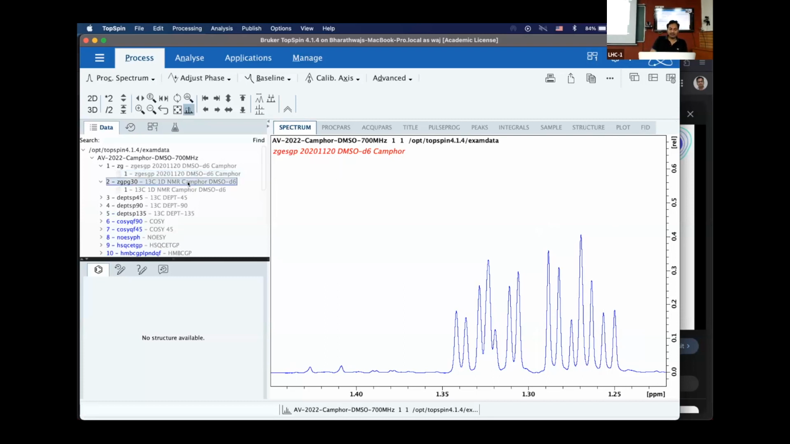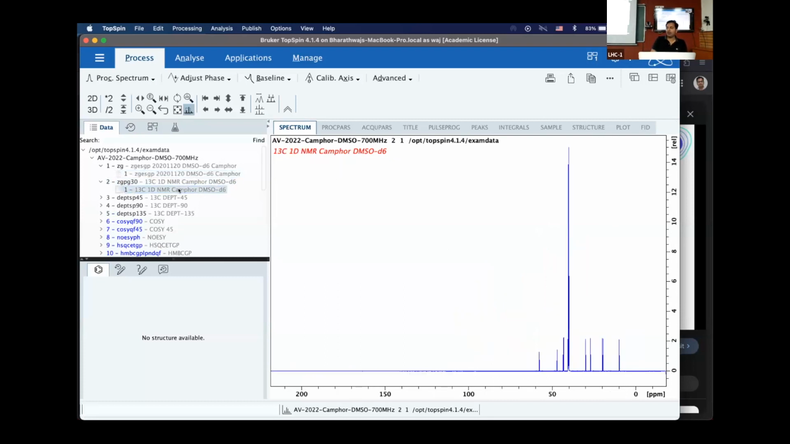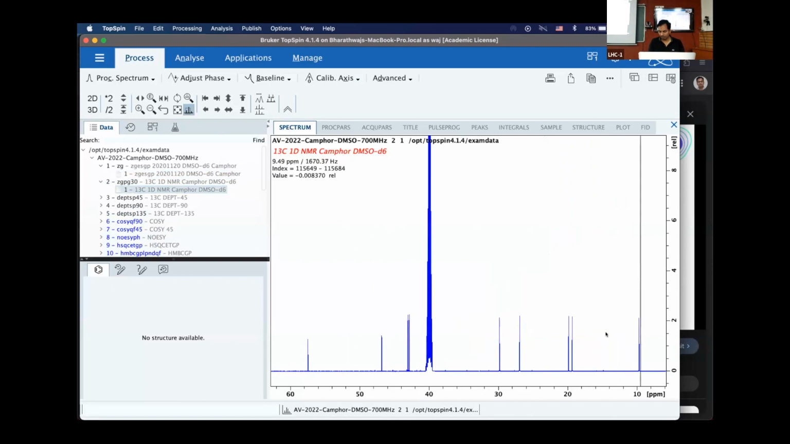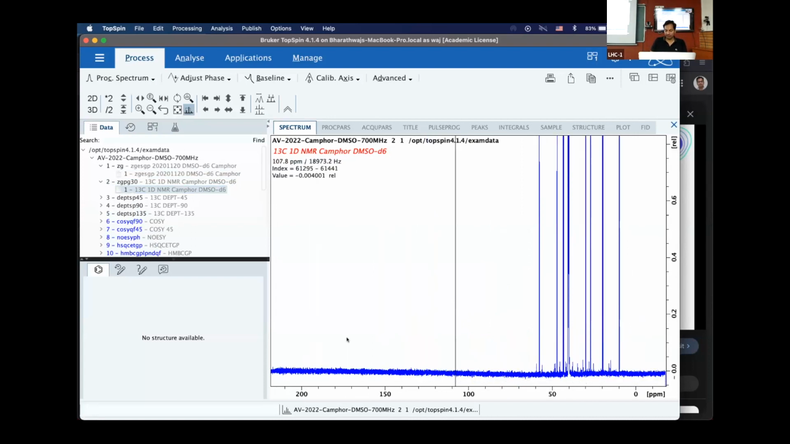Okay, with that being said, now let's go take a look at the carbon 1D NMR spectrum. How many carbons did we say exist? Let's count here. 1, 2, 3, 4, 5, 6, 7, 8, 9. We are able to count 9. The 10th carbon is actually a carbonyl carbon. It should come somewhere around 200 ppm.